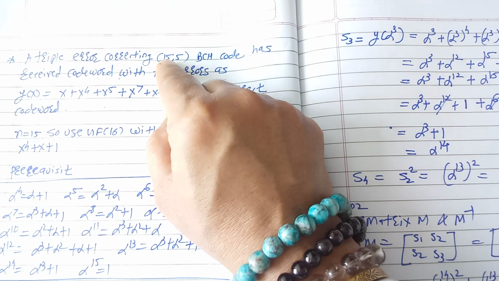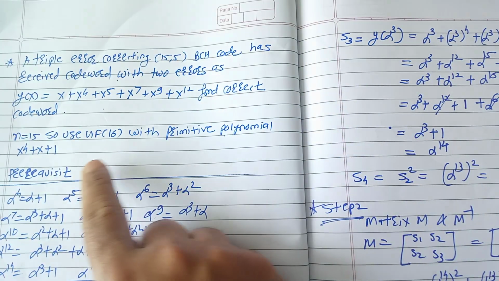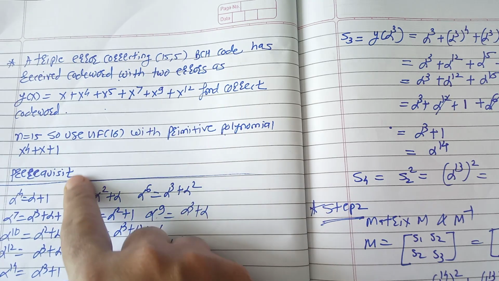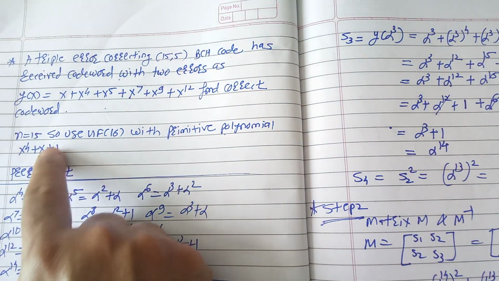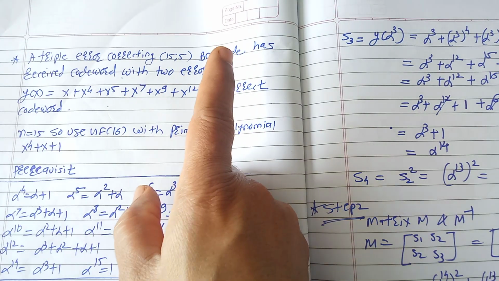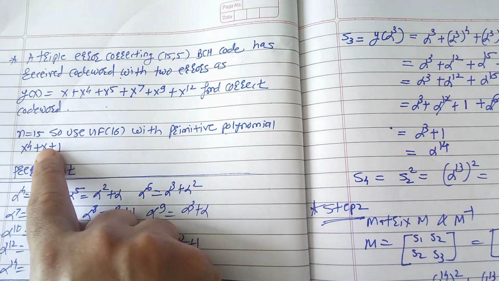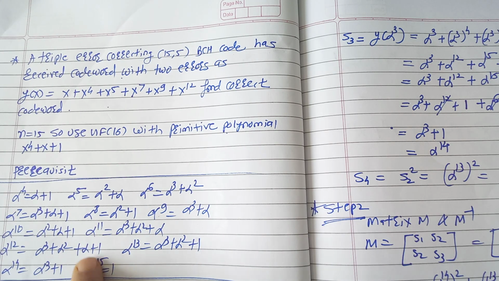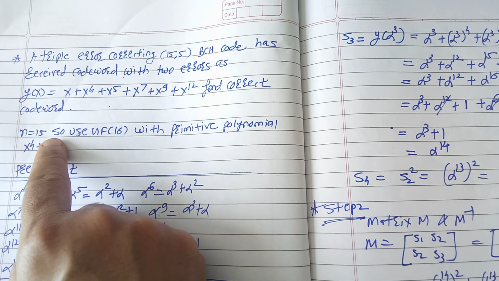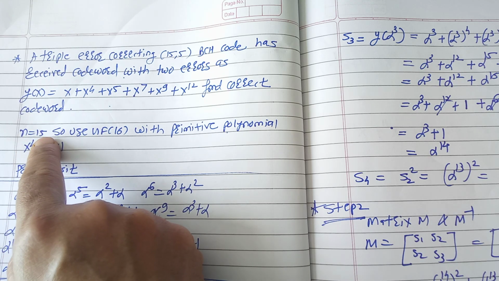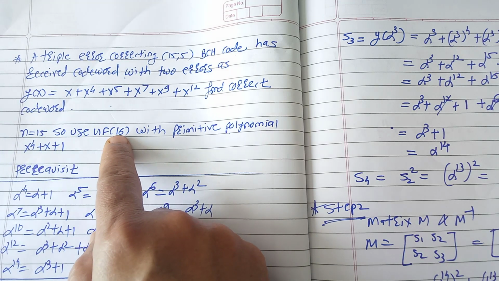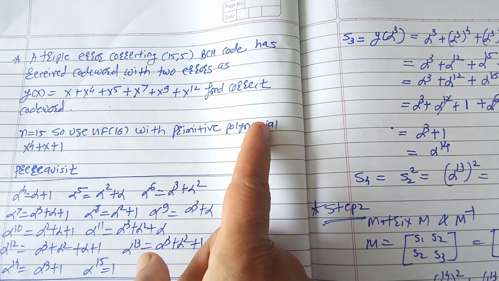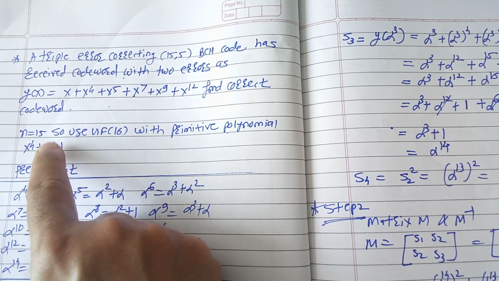First you have to see what n is. n is equal to 15. That means you have to use Galois field 16. They may or may not mention it, so you have to use these formulas. This is a prerequisite. Since n is 15, you have to use Galois field 16, whose elements are generated modulo the primitive polynomial x raised to 4 plus x plus 1.